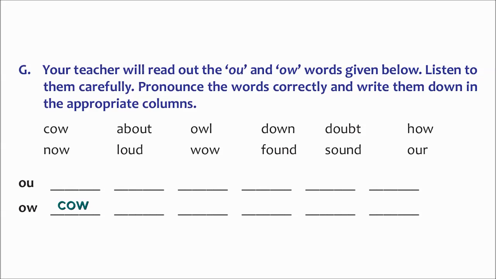So we need to write it with the second list. And the next one, about. It has OU in it, so it goes with the first list. Next one, owl. It has OW, and you can write it in the second list. Then we have down. It has OW in it. And then doubt, DOUBT, so OU.